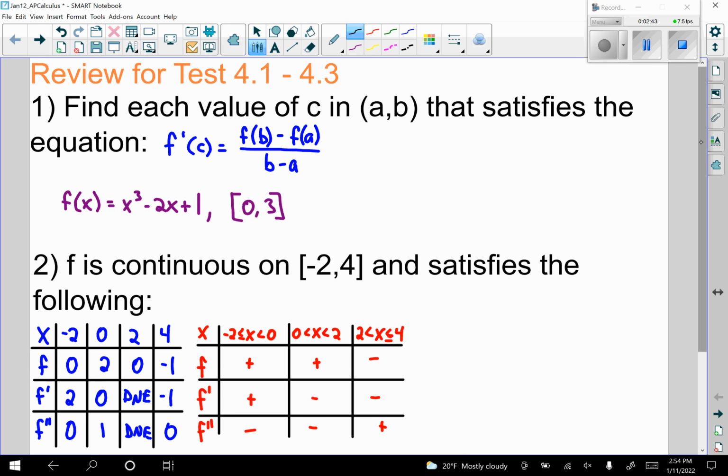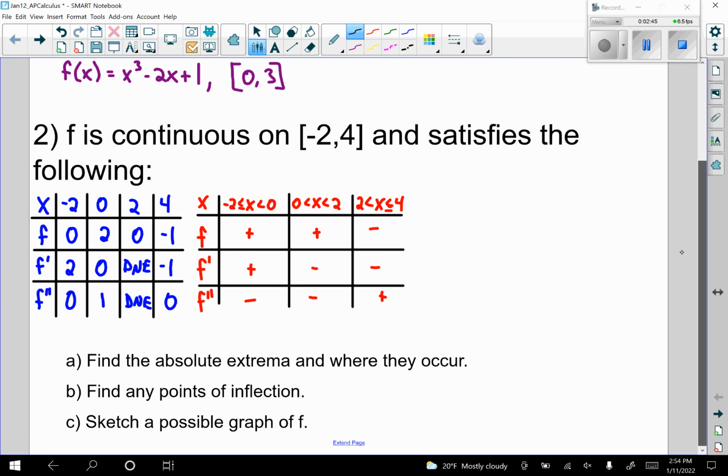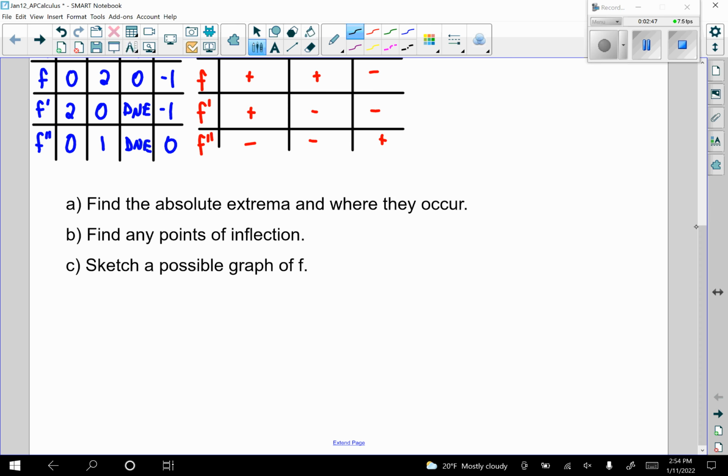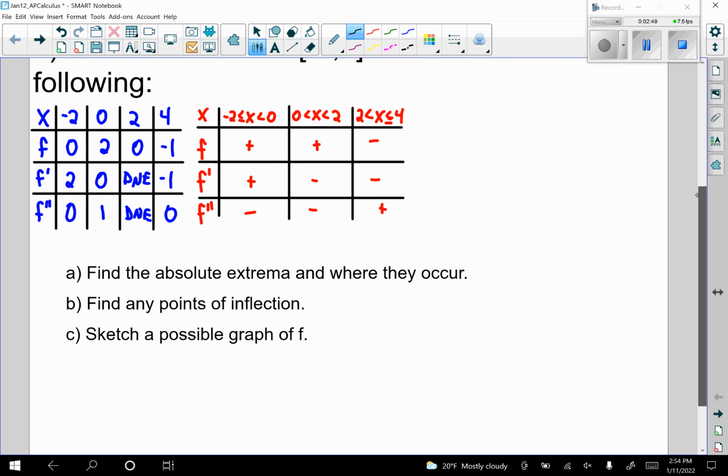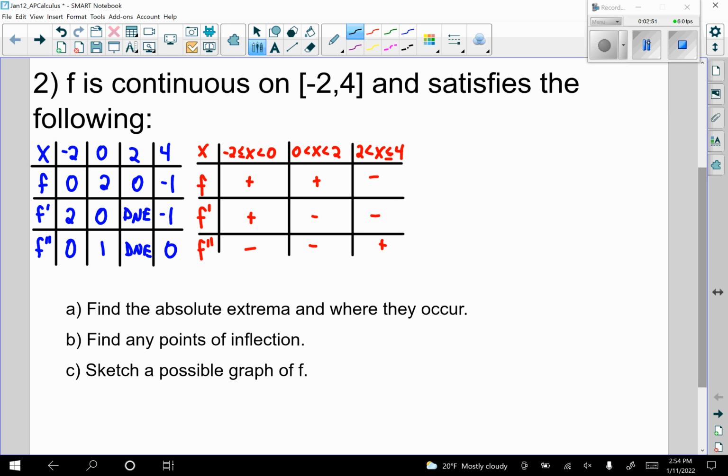Okay, I'll scroll down now. You can pause the video. For number 2, this is a lot like 33 and 34 from section 4.3. So pause the video, copy all this down. For part A, I want you to find the absolute extrema and where they occur. Find any points of inflection, and then sketch a possible graph of f. Remember to show enough work to come up with these answers.